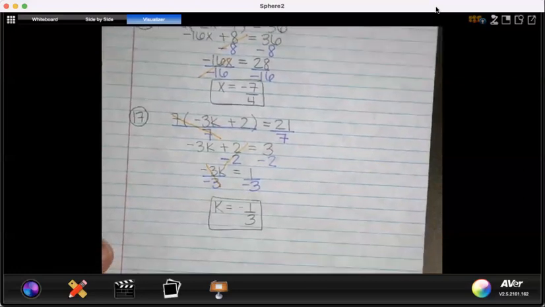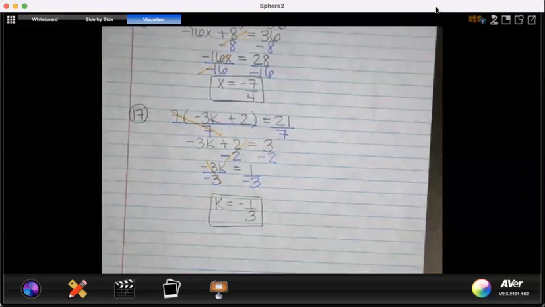Now, technically we had 1 divided by negative 3, but in math, we always pull the negative up to the top to leave it as negative 1/3.